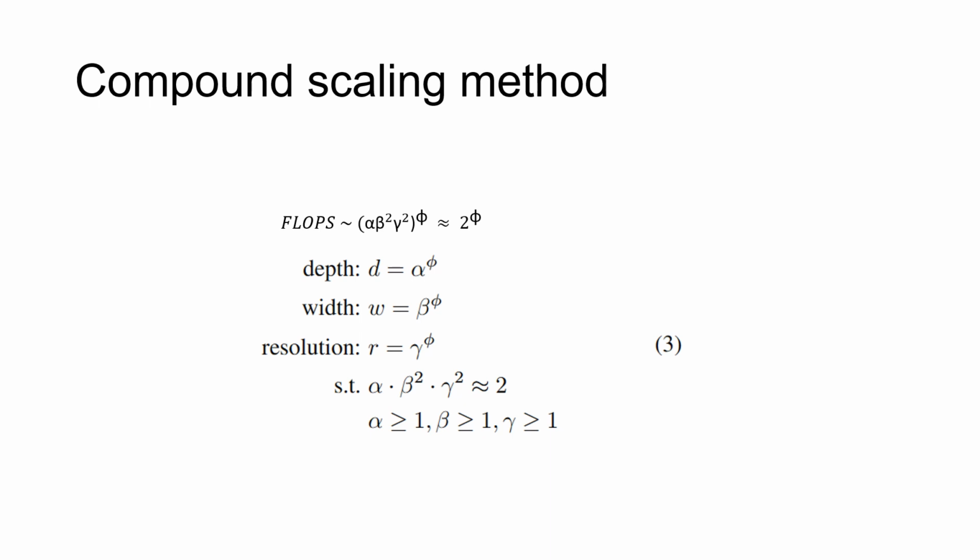The compound scaling method is quite simple. It's all about setting several parameters to decide how the model scales. Depth is alpha, width is beta, and resolution is gamma. And depth is multiplied by alpha to the power of phi. And we want the FLOPs, namely the time complexity, to be similar to 2 to the power of phi. So we want to set alpha times beta squared times gamma squared to be approximately 2, and alpha, beta, and gamma have to all be greater than or equal to 1.